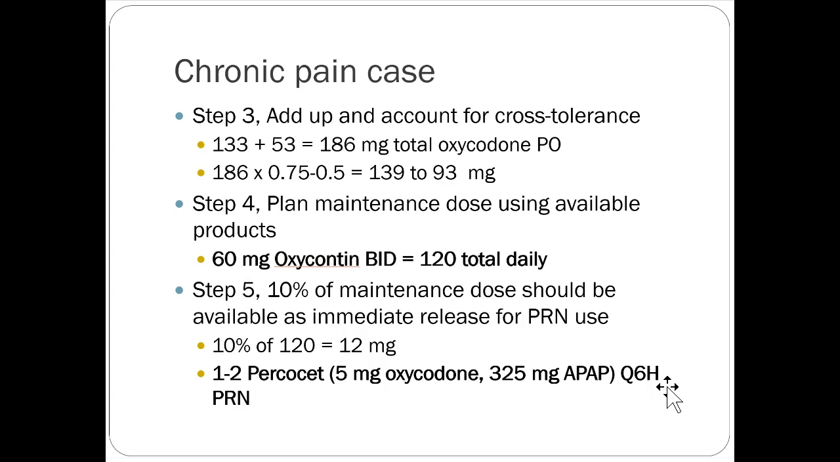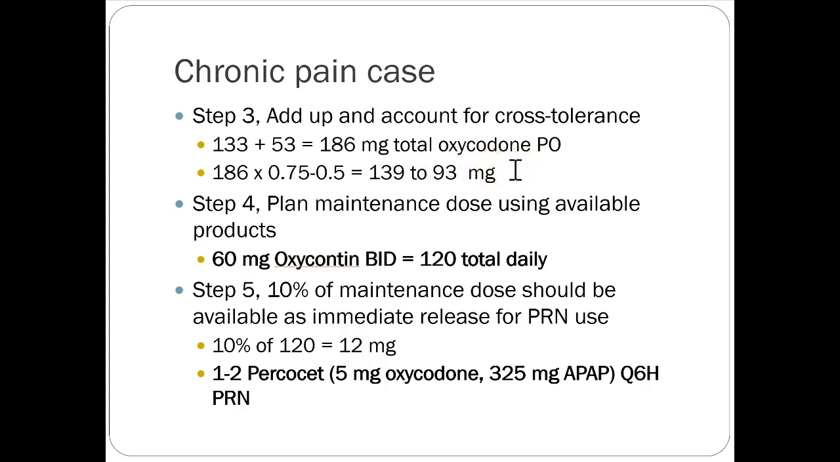And now this is probably the tricky part that some people miss or forget, which is the cross tolerance. So remember, we want to decrease by 25 to 50% when we're switching from one analgesic to the other, or one opioid, I should say, to the other. And from this math, you're seeing a range of about 139 to 93 milligrams.